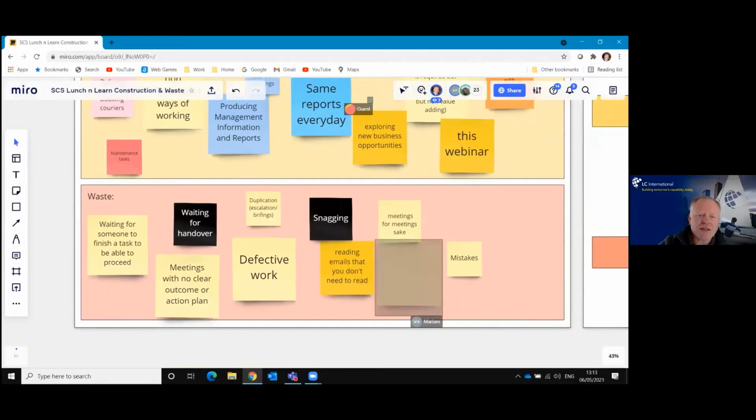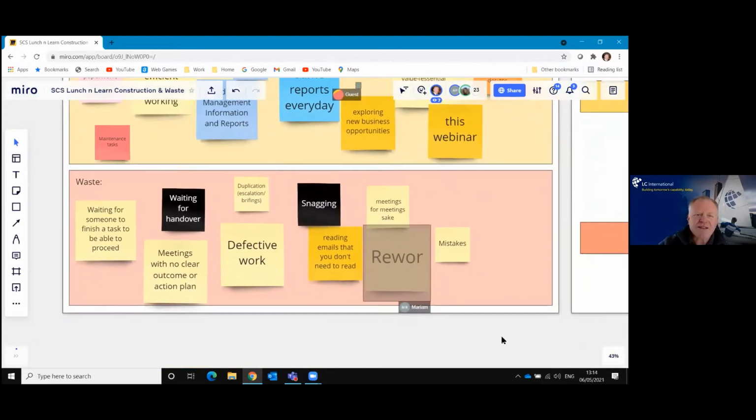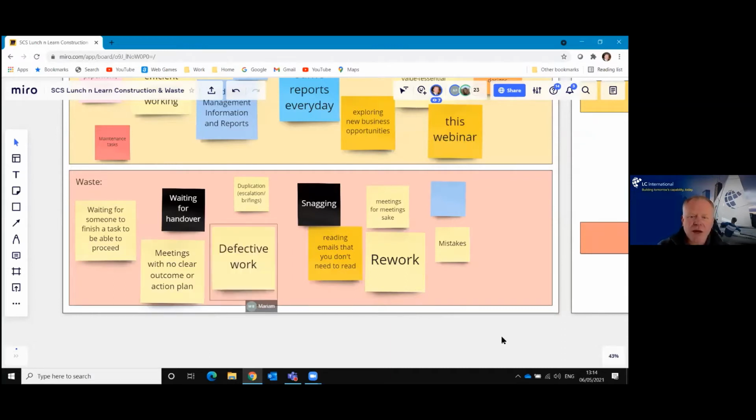So let's now look at waste. So let's think about waste, waiting for someone to finish a task before it's able to proceed. So how are you ensuring that the right information is being passed on to other people so that they can pass that information on in the right way? Think about what standards you have in place around those handovers. You've got defective work there. Think about what standards you have to have in place to ensure that defective work is reduced.